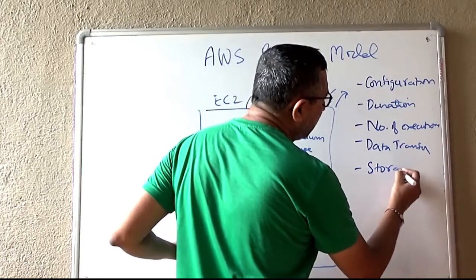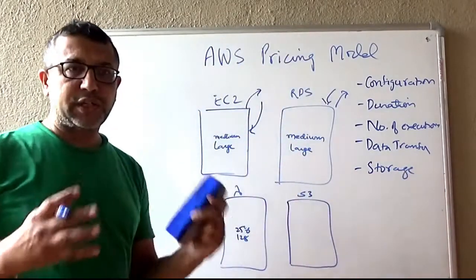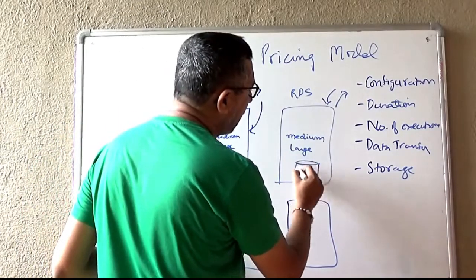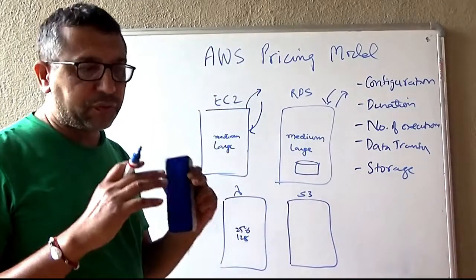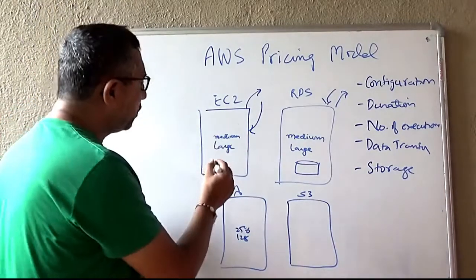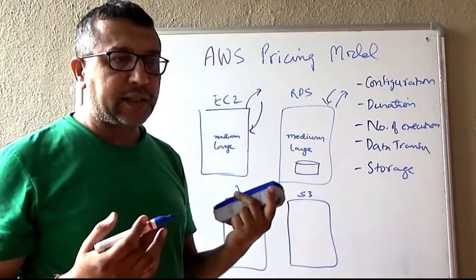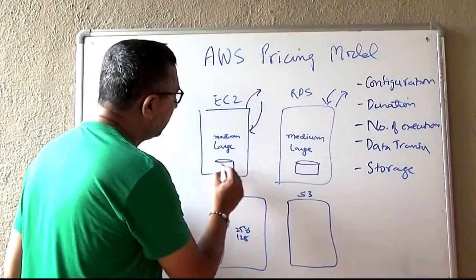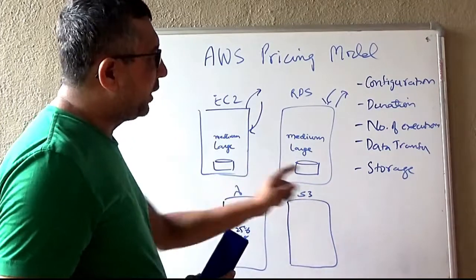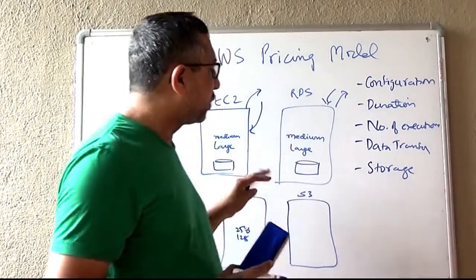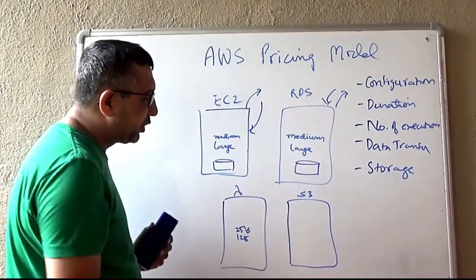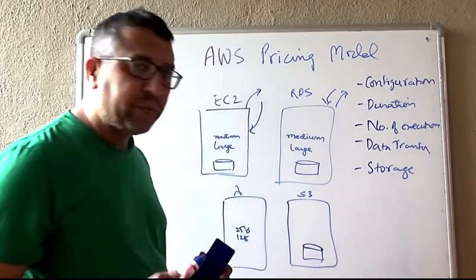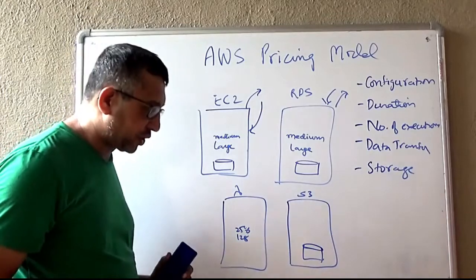Then the fourth one is storage. So how much data at rest you are keeping. Again, in the case of RDS, how much database you have actually allocated. Same thing goes with EC2. There are EBS volumes you can attach to EC2, but they all make an impact on the cost in terms of the storage that you are handling. Same thing goes with S3. How much data you are holding in S3 basically drives the cost.